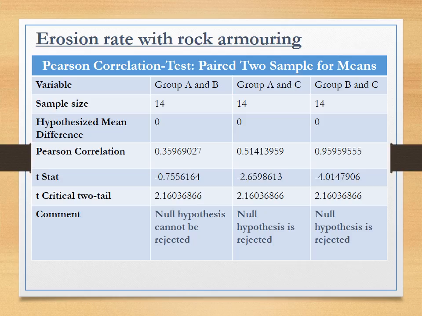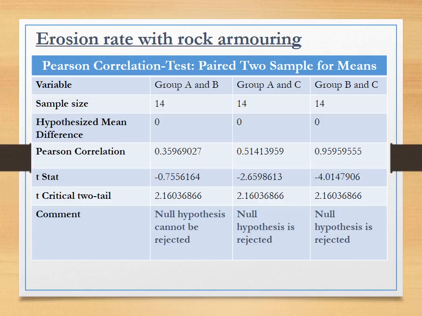So now, let's look at the erosion rate with rock armoring. The experiment setup for this is exactly the same as those without rock armoring, with the addition of rock cover. T-test results tell us that mean erosion rate for group A and B is statistically indifferent. However, erosion rate for group C is significantly different from group A and B. This scenario can be explained using this table.